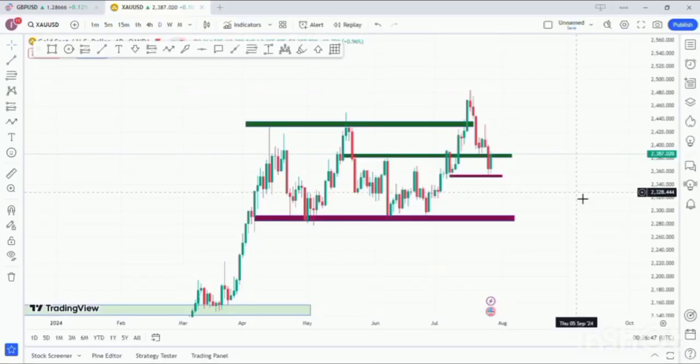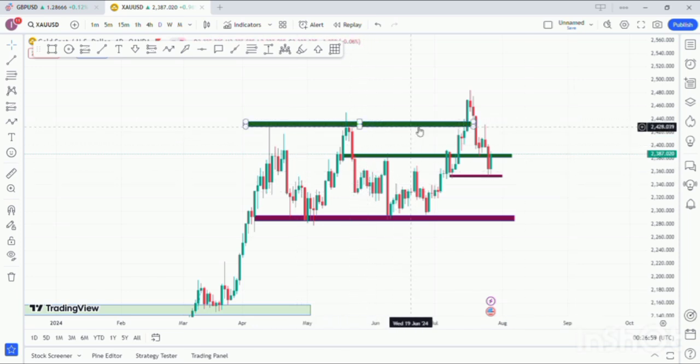Welcome back. As you can see on my screen, this is XAUSD on a daily time frame. So these are marked out zones. This is a very valid resistance zone that price has been respecting for weeks now, and this is also a very valid support zone that has been holding for weeks now, and price has been ranging in between these two zones for weeks now on the daily time frame.